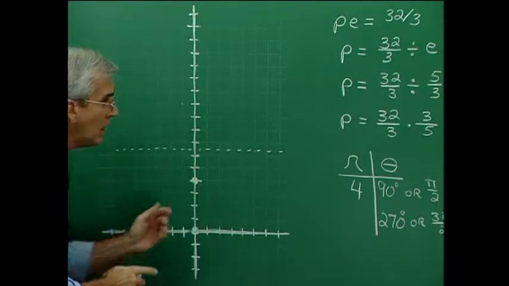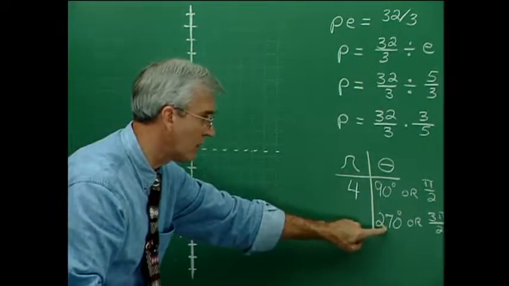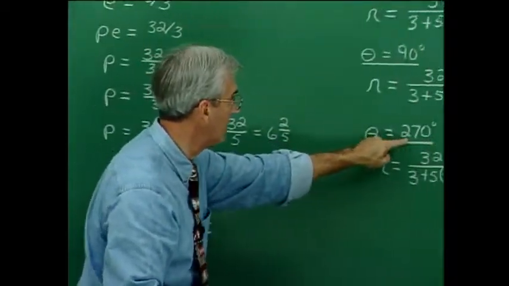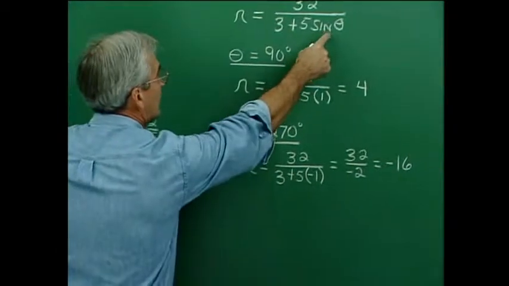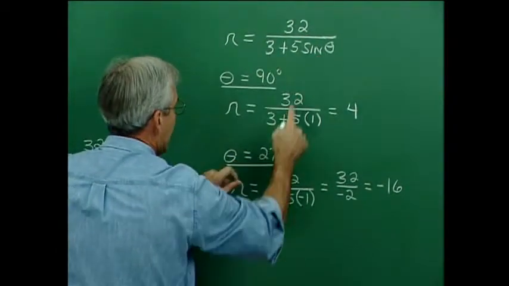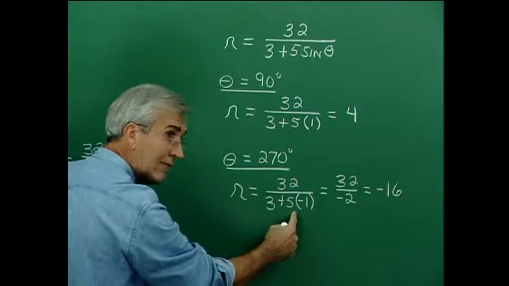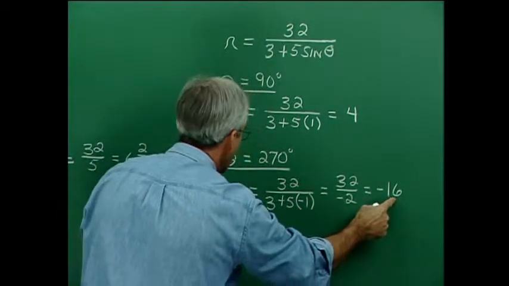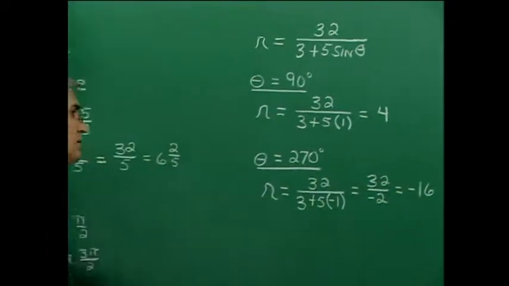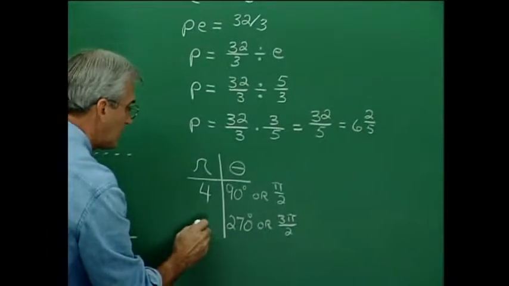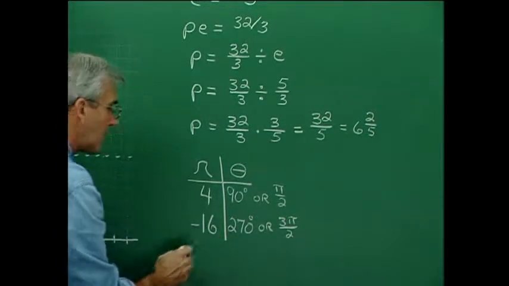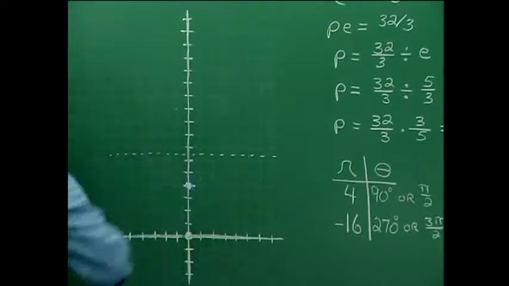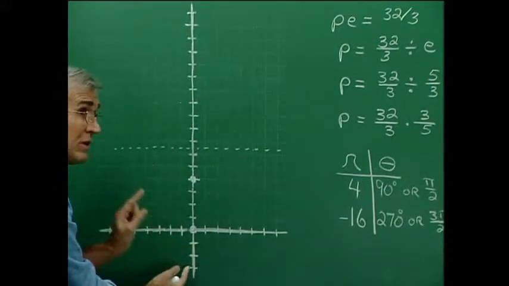We find the other one by evaluating for theta equals 270 degrees. So we come back over here. When theta is 270 degrees, we find the sine of 270 degrees is negative 1. So we have 32 over 3 minus 5. 3 minus 5 is negative 2. 32 over negative 2 is negative 16. So an r value, a distance of negative 16, is associated with an angle of 270 degrees. And so we think about that angle of 270. That means we're turning an angle all the way down here, and then we go negative 16.